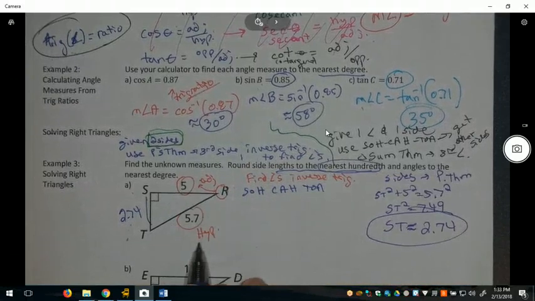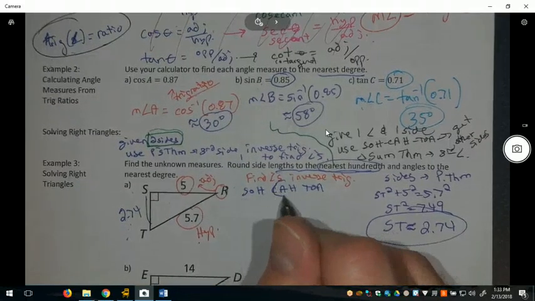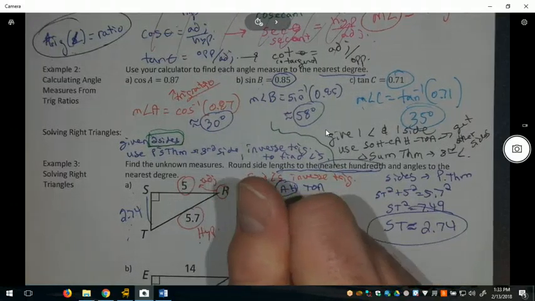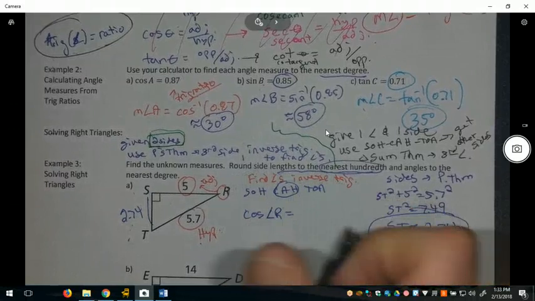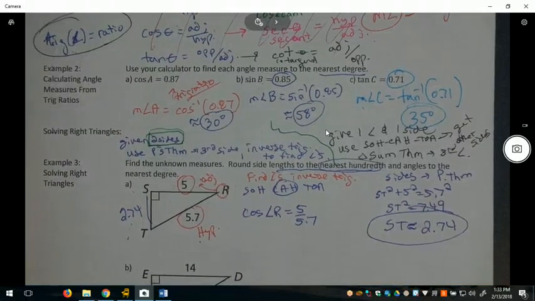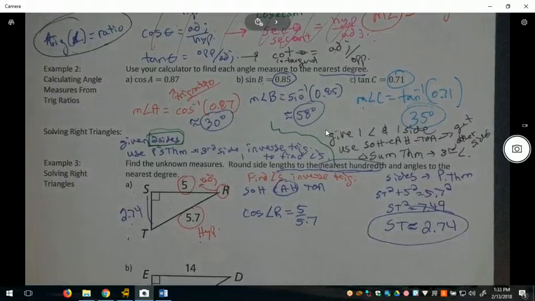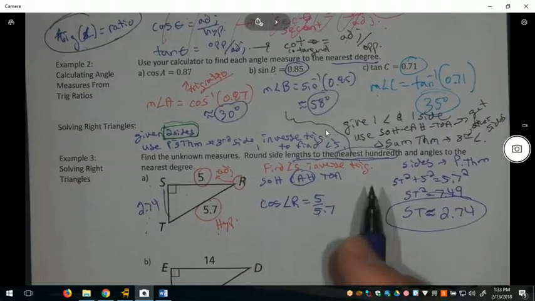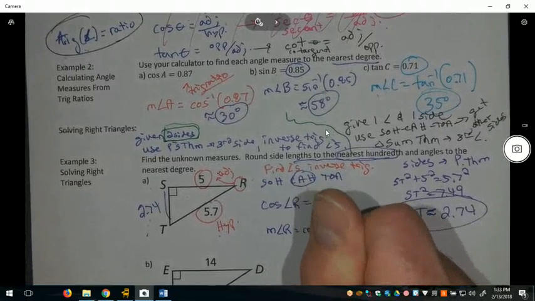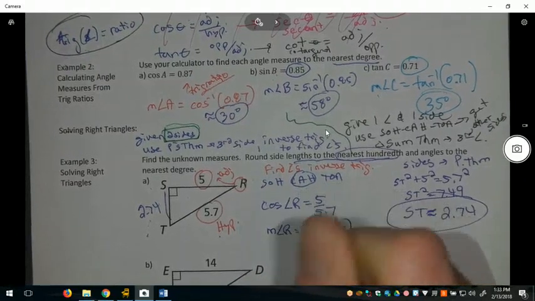I have the adjacent and the hypotenuse, so I'm using cosine for angle R. So I'm going to say the cosine of angle R is adjacent over hypotenuse. Well, I know the ratio. I don't need to know the decimal value. It's fine, just like that. I have a ratio. This means that the measure of angle R will equal cosine inverse of 5 over 5.7.